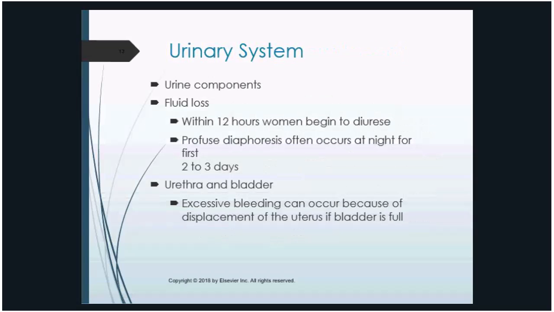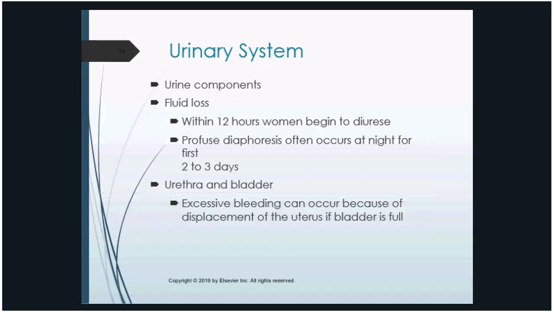The urinary system includes the urinary components. Fluid loss: within 12 hours, women begin to diurese. All the fluid given to the patient with the IV fluid, and the extra fluid she holds on to during pregnancy, will start to diurese within 12 hours. Profuse diuresis often occurs at night for the first 2 to 3 days.